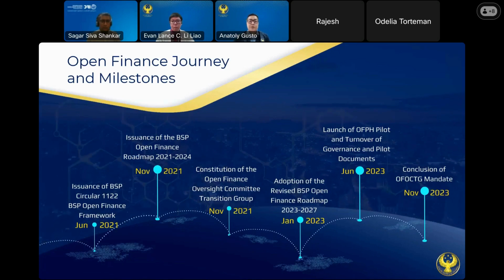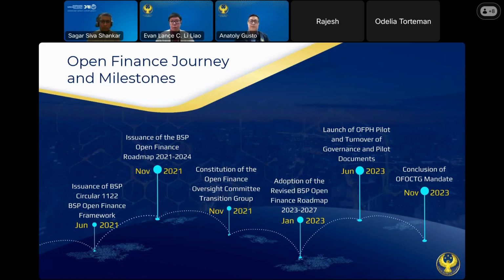Since its formal inception in 2021, the BSP's Open Finance Initiative has achieved significant milestones, some of which are shown in front of you. We have adopted the BSP Circular number 1122, which establishes the policy framework. We have also recognized the industry-based transition group, which helped inform the draft arrangements for our open finance governance and implementation. And third, we have also adopted and revised the BSP Open Finance Roadmap for 2023 to 2027.